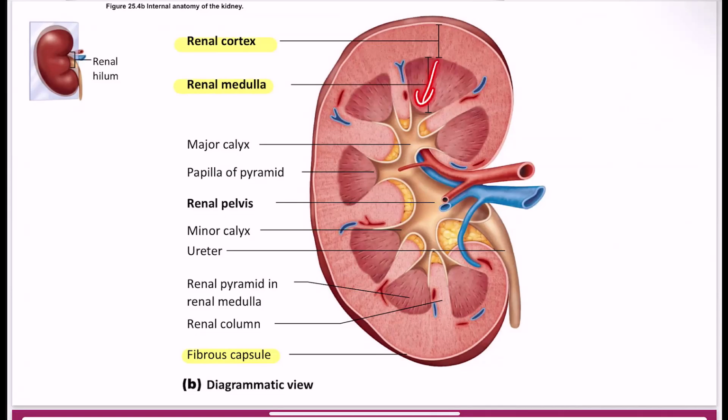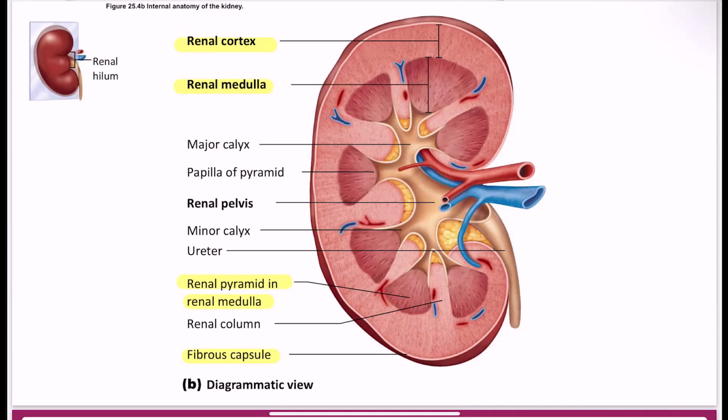All of these triangles drain into this beigey yellowy part, and that is called the renal pelvis, which is continuous with the ureter. The triangles inside of this medullary region have a special name. Those are called the renal pyramids in the renal medulla. So we have this triangle shape, this triangle shape. Those are all pyramids, renal pyramids.